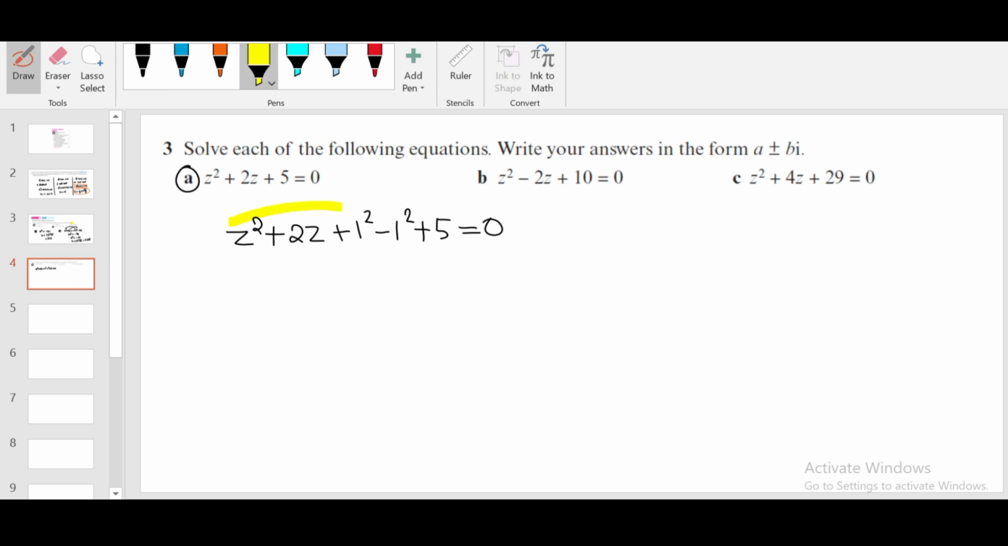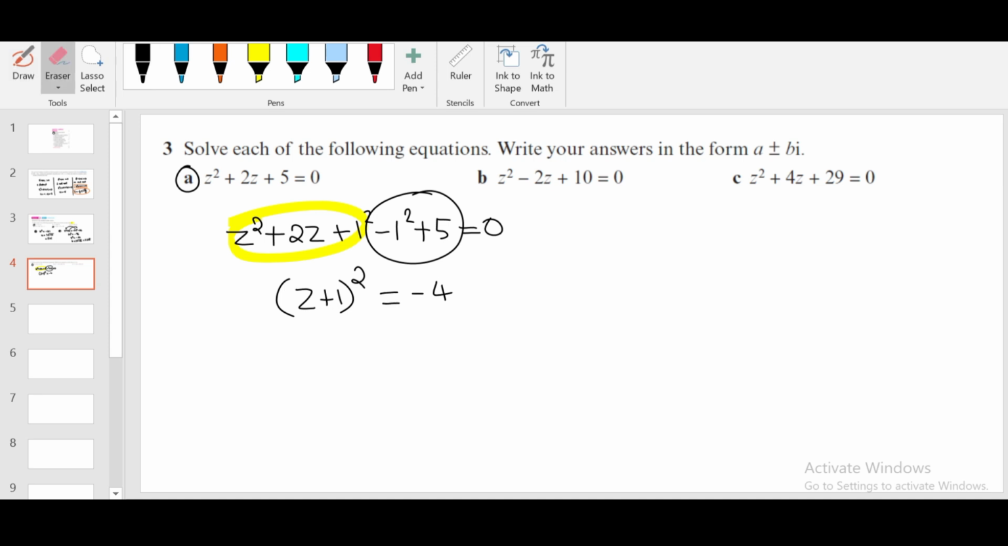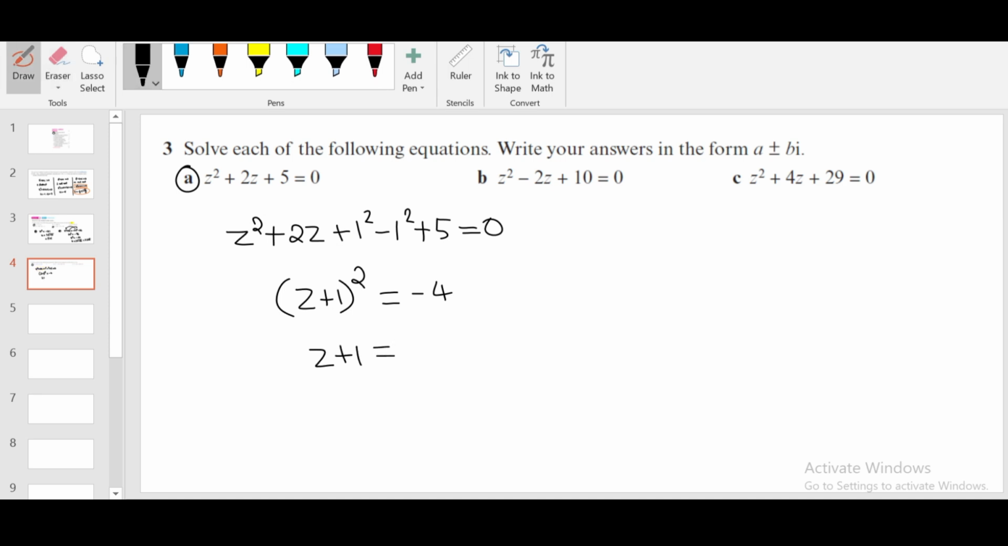The first three terms can be combined as (z + 1)², and then -1 + 5 is 4, push it to the other side, is equal to -4. Hope you understand this step. I'm going to take the square root on both sides. z + 1 is plus or minus the square root of -4, and bring the 1 to this side. z is -1 plus or minus the square root of 4, which is 2, so you can write the square root of -4 as 2i. So you got two solutions already: -1 + 2i, -1 - 2i.